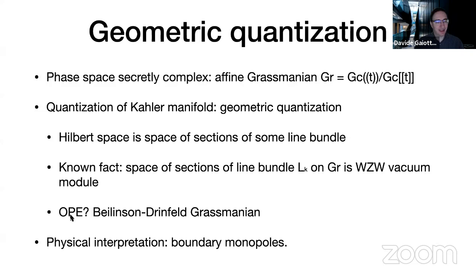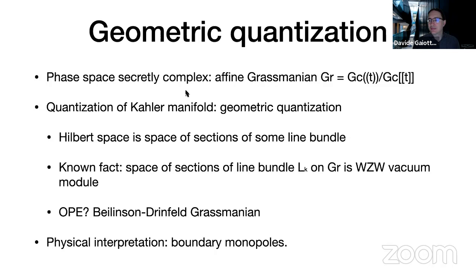So Beilinson and Drinfeld have developed some technology to think about chiral algebras in this language. The physical interpretation of these sorts of calculations is that we are studying boundary monopole operators, which means there are local operators which are defined by imposing a certain singularity in the fields at a point in the boundary, pretty much a Dirac singularity there. And these algebraic geometric methods turn out to be very helpful when you study twisted supersymmetric gauge theories. Any questions?